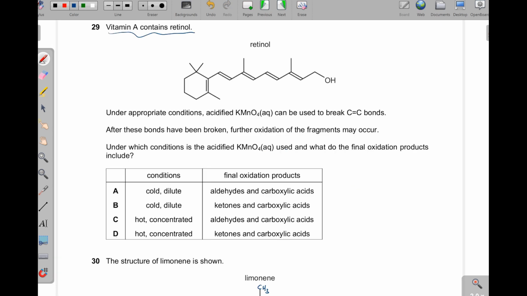Question 29. Vitamin A contains retinol. This is retinol. And they are saying under appropriate conditions, acidified potassium permanganate can be used to break the carbon-to-carbon double bonds. That means this one has to be hot, acidified, and concentrated. But if it is cold, acidified, and dilute, then we shall get OHs here, diols, wherever there is a double bond. So to break this double bond completely, and then oxidation takes place, we must have hot and concentrated.